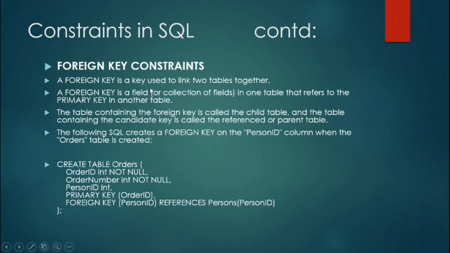It says that it is used to link two tables together, and a foreign key is a field in one table that refers to the primary key in another table. And how we generally enforce this foreign key is, for example, you can see here primary key order ID. Order ID is the primary key and person ID is the foreign key references person. Again here, person is the table name and person ID is the name of the column. So this was all about the foreign key.